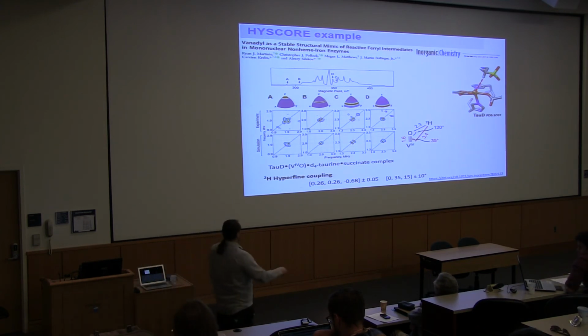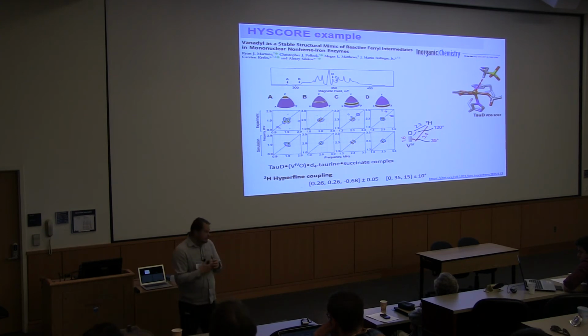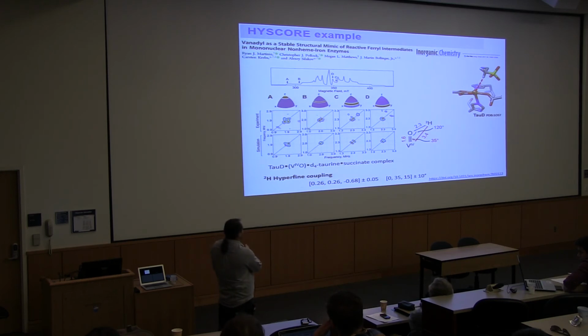All right, then just to sort of highlight what we will be doing in the EPR2, this is the paper the whole practical was based on. This is an example where we tried to see if vanadyl is a good structural mimic of a ferryl intermediate in mononuclear non-heme enzymes. And we used HYSCORE with orientation dependence to tease out the distance between the vanadium and the closest proton in the substrate taurine, using deuterium-labeled substrate. We didn't just get the distance, we also got the angle pretty precisely.